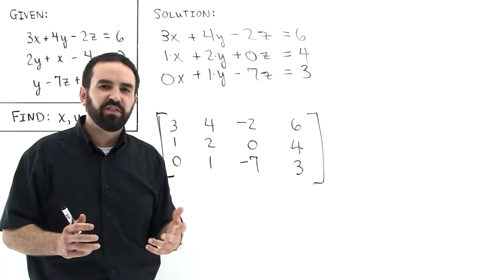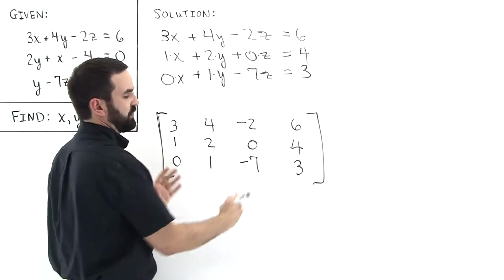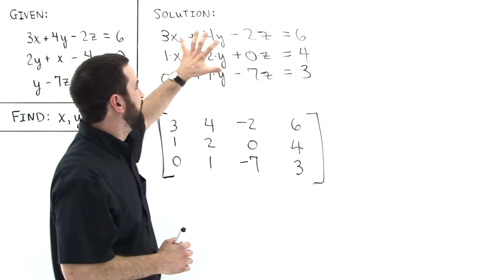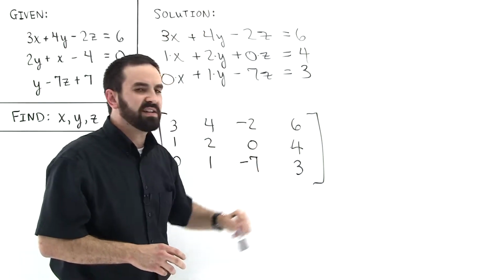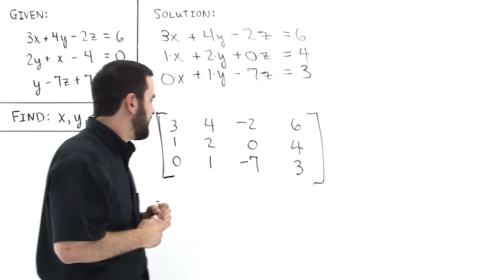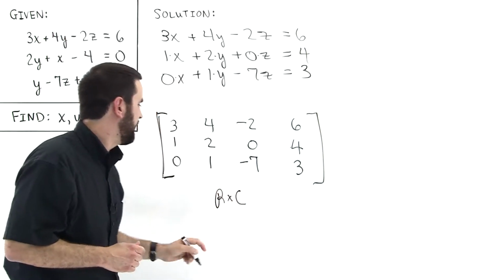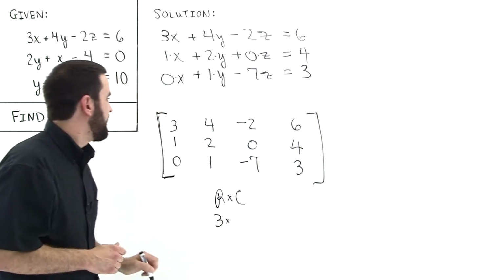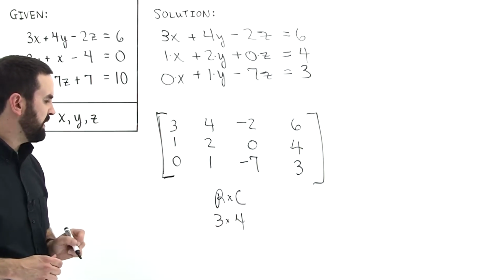Now in the language of linear algebra, we say that this 3 by 3 matrix on this side is called the coefficient matrix, in that it represents the coefficients of the system of equations. And that this column of constants augments that coefficient matrix. So in terms of the number of rows by the number of columns, we have 3 rows and we have 4 columns, right?